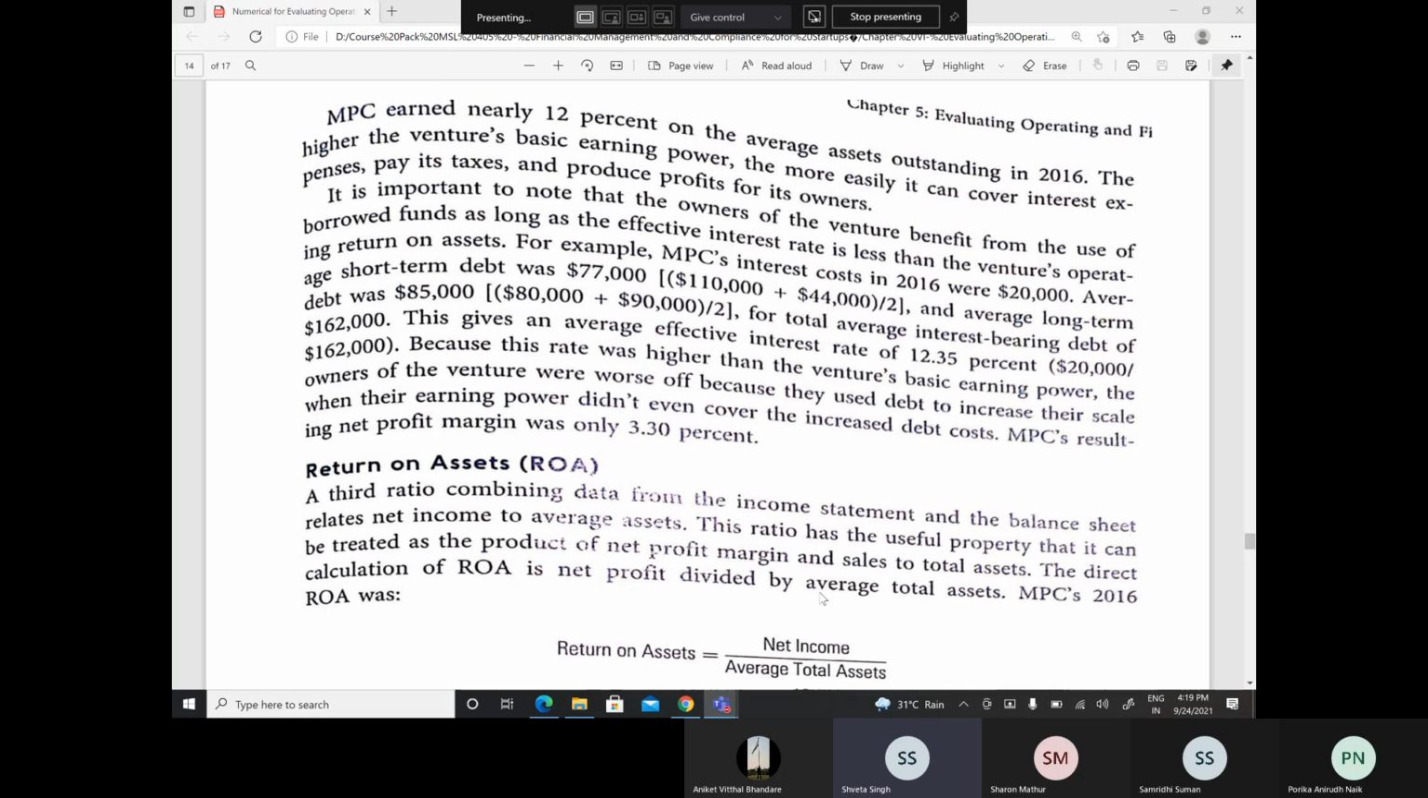For example, MPC's interest costs in 2016 were $20,000. Average short-term debt was $77,000 and average long-term debt was $85,000, for total average interest-bearing debt of $162,000. Because this rate was higher than the venture's basic earning power, the owners of the venture were worse off because they used debt to increase their scale when the earning power didn't even cover the increased debt costs. MPC's resulting net profit margin was only 3.3%.